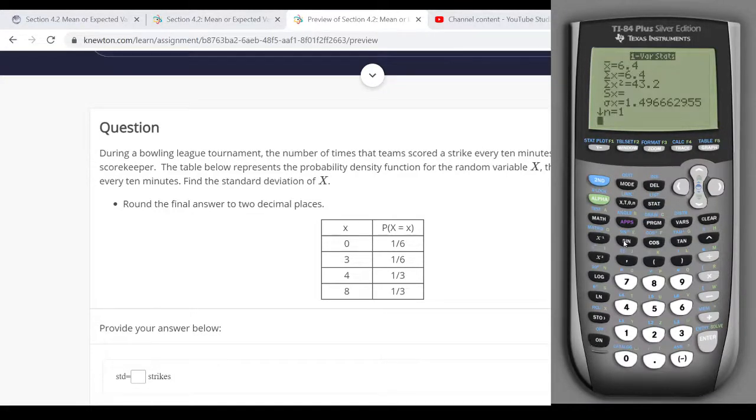Show you how. All right, so again, one more time. Stat, edit. I'm going to enter the possible outcomes in list 1 here. So 0, 3, 4, and 8. And their corresponding probabilities in the next column.